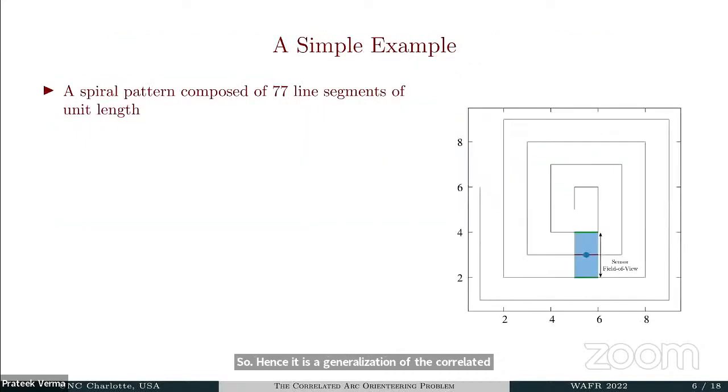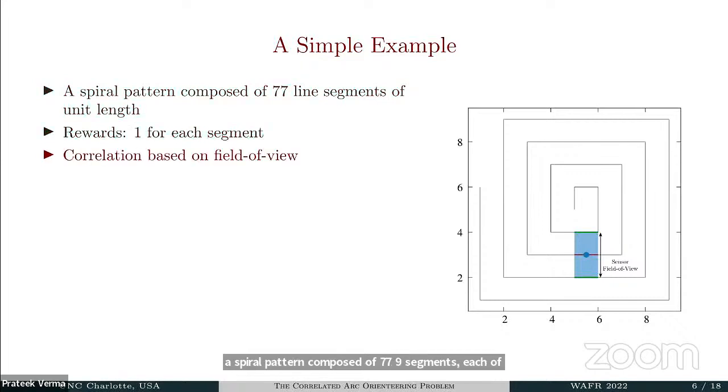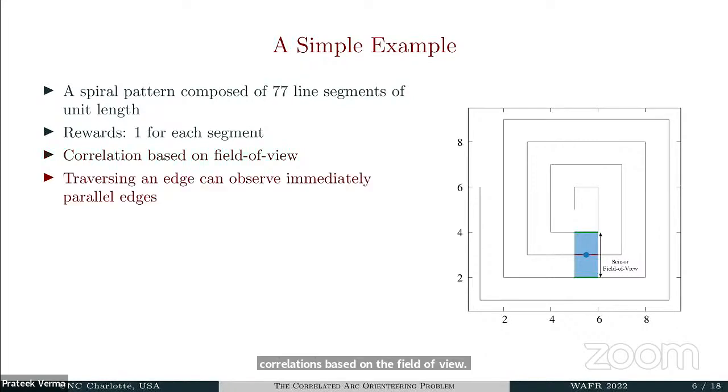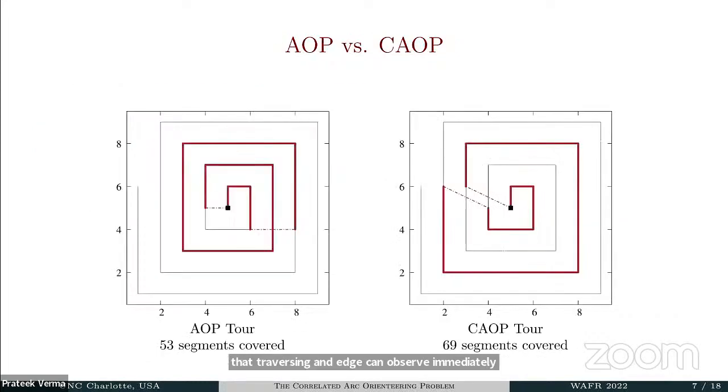So let's look at a simple example. Over here, we have a spiral pattern composed of 77 line segments, each of unit length. We assign a reward of 1 for each segment. And we have correlations based on the field of view. So over here, the blue box shows a field of view such that traversing an edge can observe immediately parallel edges. So here are the solutions using an AOP formulation on the left and CAOP formulation on the right.